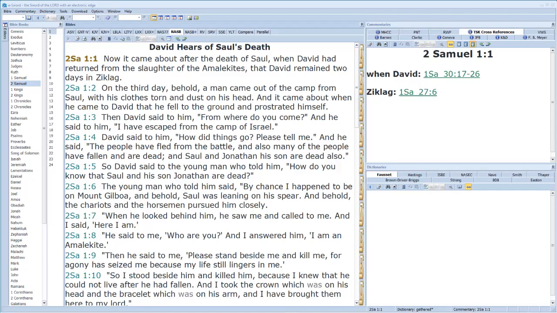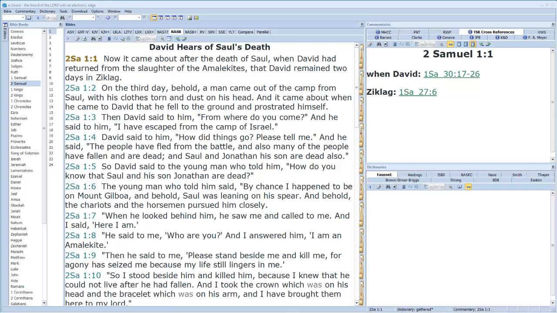Second Samuel chapter 1, verse 1 says, "Now it came about after the death of Saul, when David had returned from the slaughter of the Amalekites, that David remained 2 days in Ziklag. On the third day, behold, a man came out of the camp from Saul with his clothes torn and dust on his head. And it came about when he came to David that he fell to the ground and prostrated himself. Then David said to him, 'From where do you come?' And he said to him, 'I have escaped from the camp of Israel.' And David said to him, 'How did things go? Please tell me.' And he said, 'The people have fled from the battle, and also many of the people have fallen and are dead. And Saul and Jonathan, his son, are dead also.'